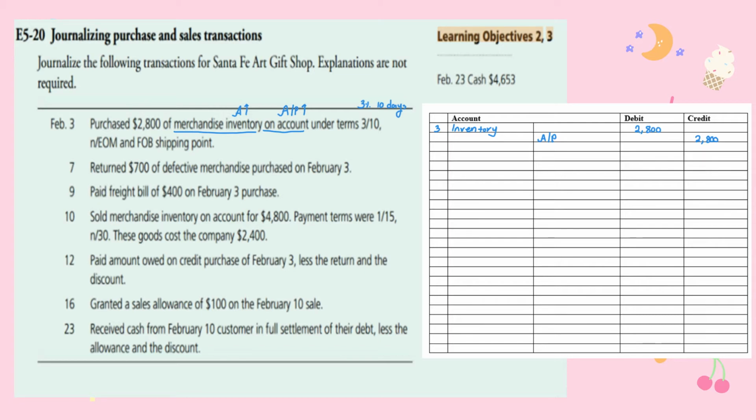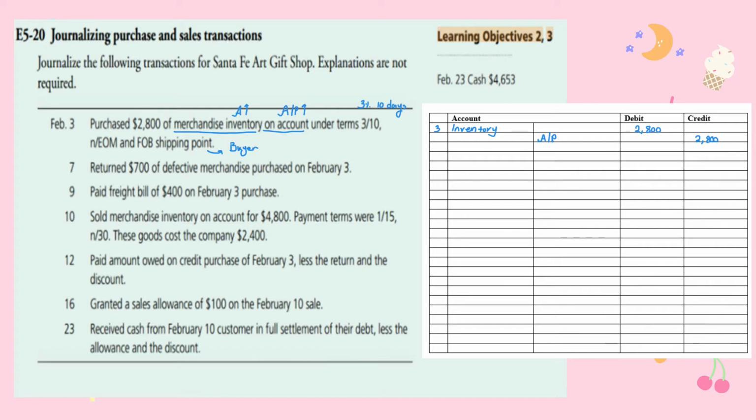FOB shipping point means freight on board shipping point. Shipping point means the buyer will pay for the transportation, for the freight. If it says FOB destination, the seller will pay. So if the buyer pays, it's going to be added to the inventory cost. If the seller is paying, it's going to be delivery expense.